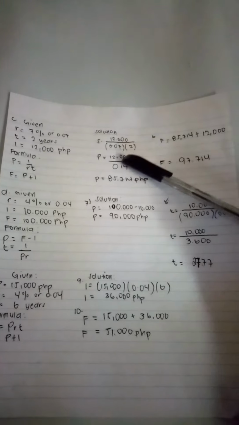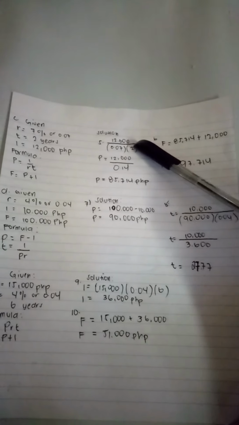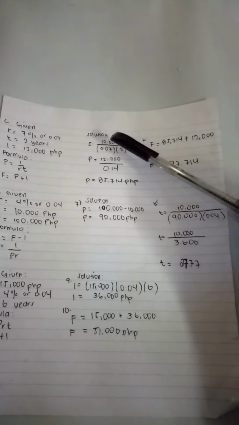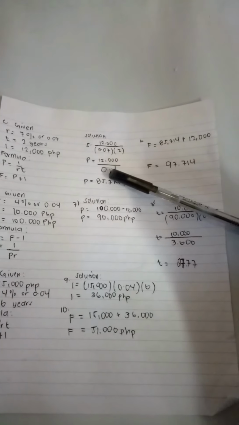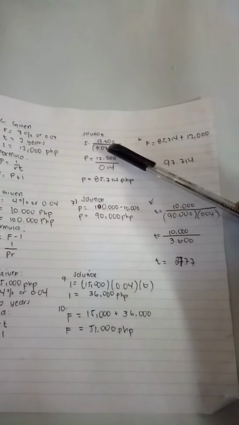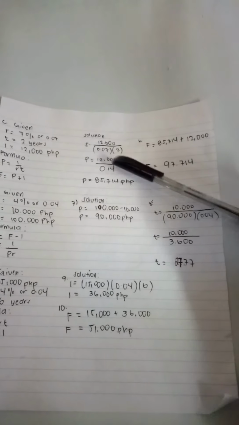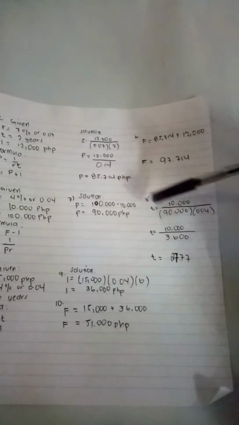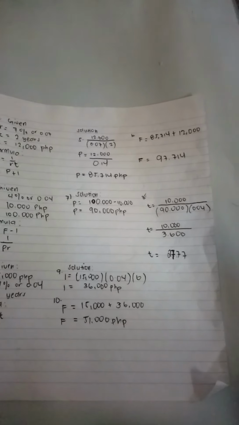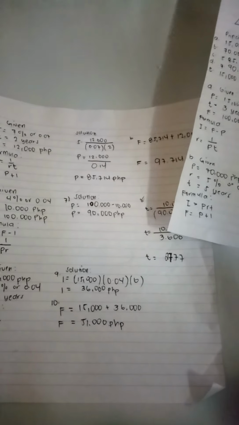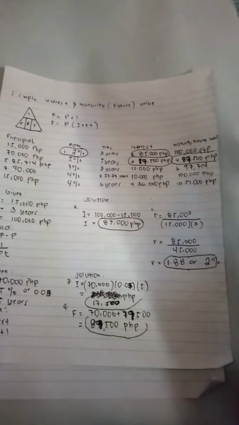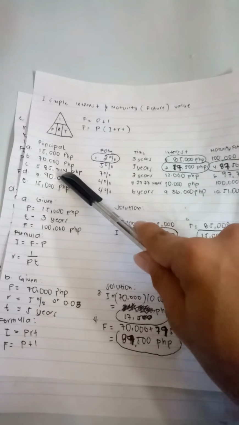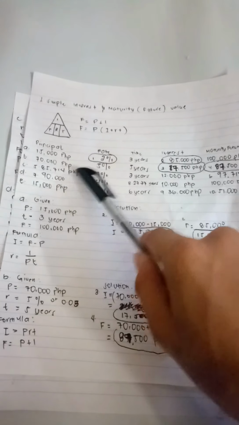For the solution, for the principal is 12,000 over 0.07 times 2. Bring down po natin 12,000, then 0.07 times 2 equals 0.14, then 12,000 divided by 0.14 equals to 85.714. Bali, ito na po yung magiging principal po natin. Ito na po siya, yung principal, 85.714.